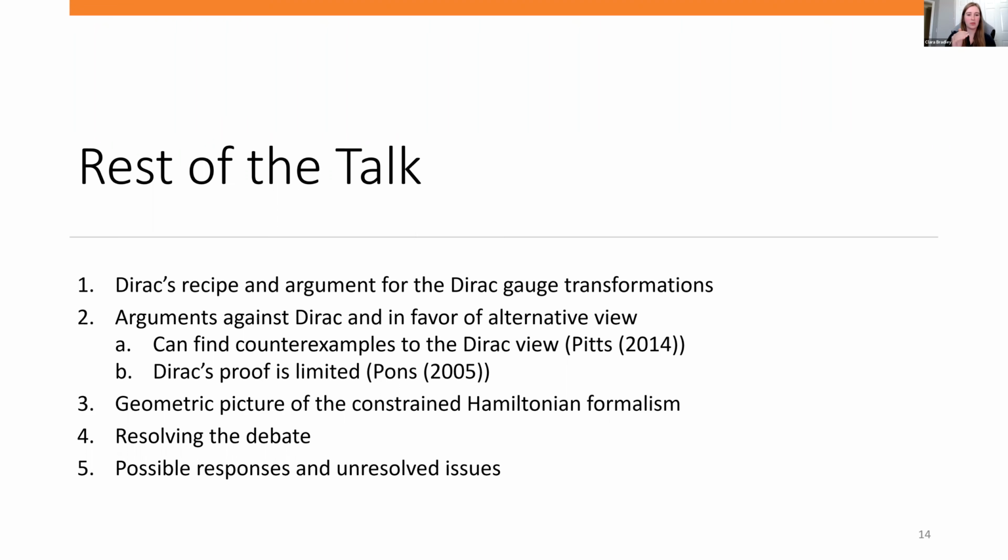So the first is an argument by Brian Pitts that one can find counterexamples to the Dirac view. And in particular, I'll look at one particular counterexample that he gives. And second, I'm going to look at the argument that Dirac's proof is limited that's given by Pons. Then I'm going to turn to this standard geometric formulation of the constraint Hamiltonian formalism and use it in what I'm going to argue is a novel way to resolve this debate between the Dirac view and the alternative view. And then I'm going to consider, finally, some possible responses to my argument and some unresolved issues.